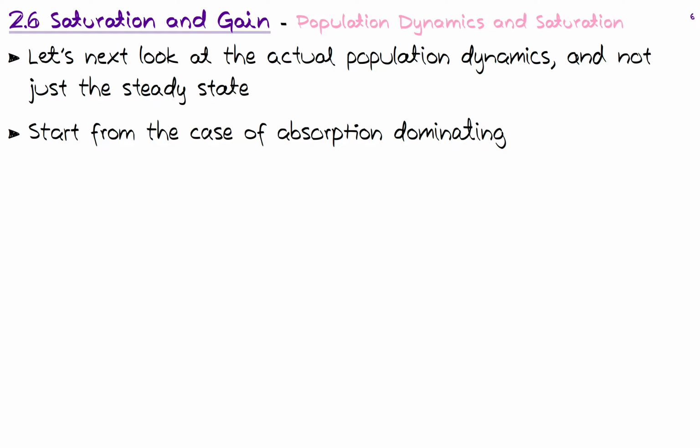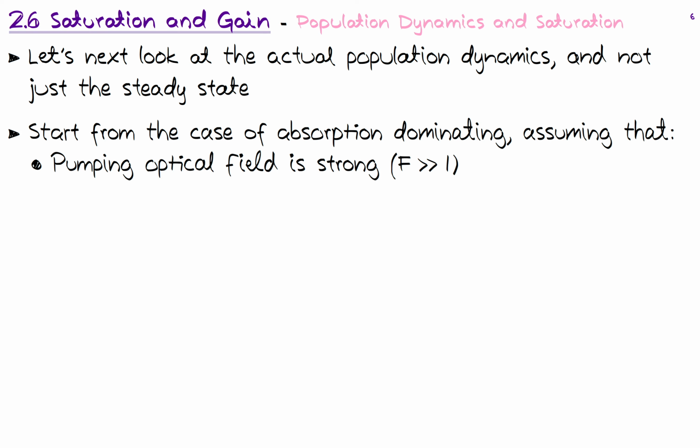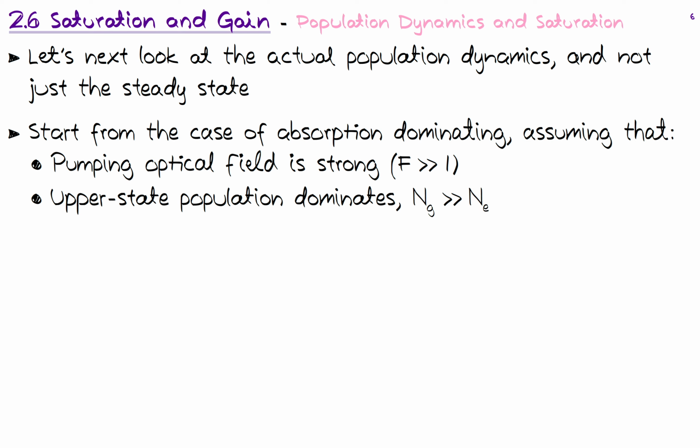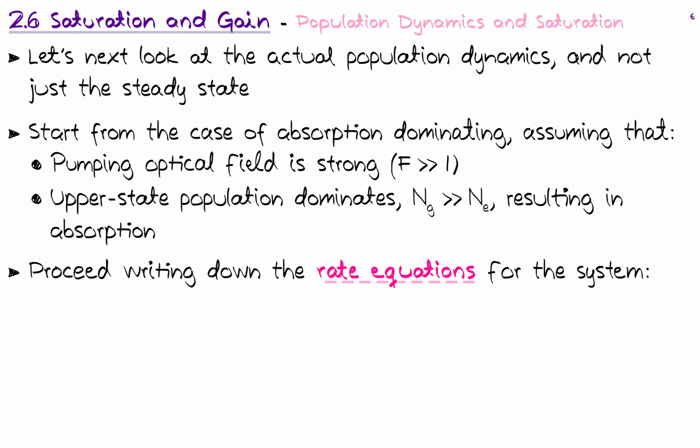Now if we start from the case of absorption being a dominating process, we can further assume that we have a strong pumping optical field, so that the photon flux F is larger than unity. The upper state population dominates, NG is larger than NE, we have absorption. I think I would really rephrase this. I would say that the ground state population dominates. So I will be changing this in the notes. Sorry about this confusion.